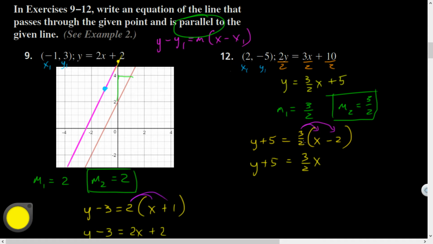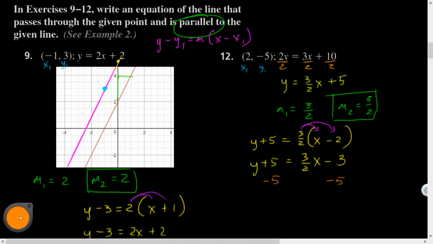2 divided by 2? 1, and 1 times 3 is 3. And this one had a minus sign, this one was positive, so it's going to be a negative outcome. All right, solve for y, what do I do? Get out of here, 5. Yeah, get out of here.